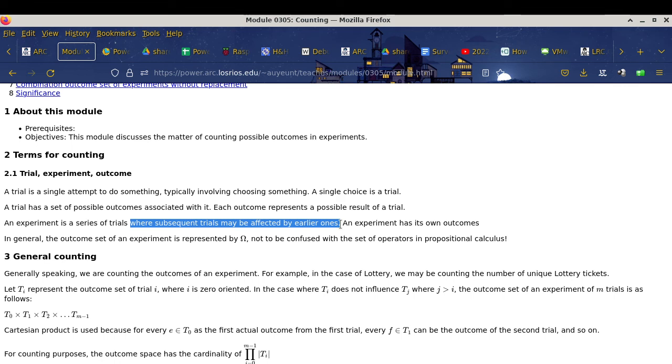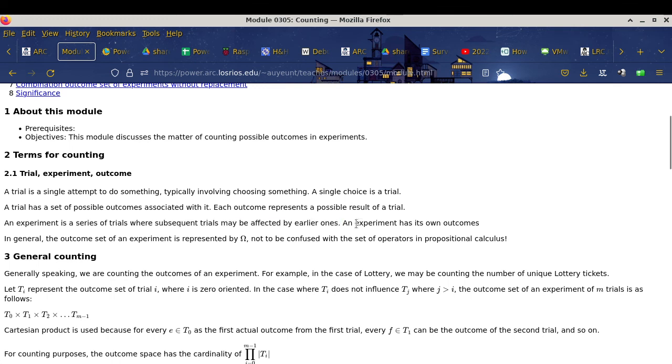But for the second trial, it depends on what you took out in the first trial. So if you took out marble A in the first trial, then the second trial has only 5 possibilities or 5 outcomes, and those 5 outcomes would be B, C, D, E, F exactly. If you took out marble B in the first trial, then the second trial also has 5 outcomes, but those 5 outcomes would be A, C, D, E, F, because marble B was already taken out of the bag from the first trial. Does that make sense? So that is what I'm talking about, where subsequent trials may be affected by earlier ones, because what you took out is not put back into the pool, so you cannot have the same outcome multiple times.